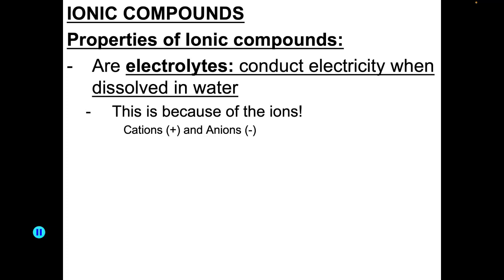We talked earlier about cations and anions, specifically when we were talking about isotopes, and this is when we look at the balance of electrons and protons. A cation has more protons than electrons, so it has a positive charge. Anions have more electrons than protons, and they have a negative charge. Because we have these charges, they conduct electricity.